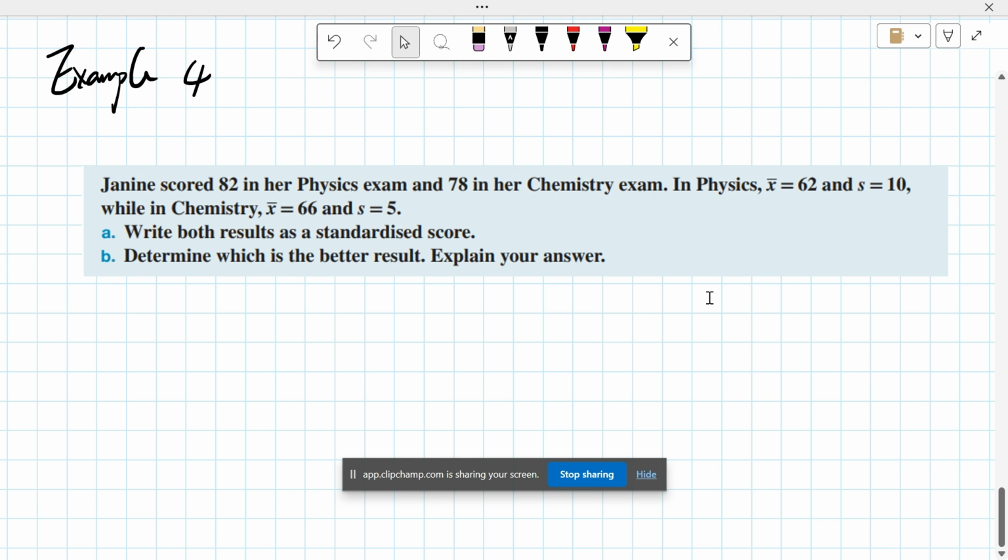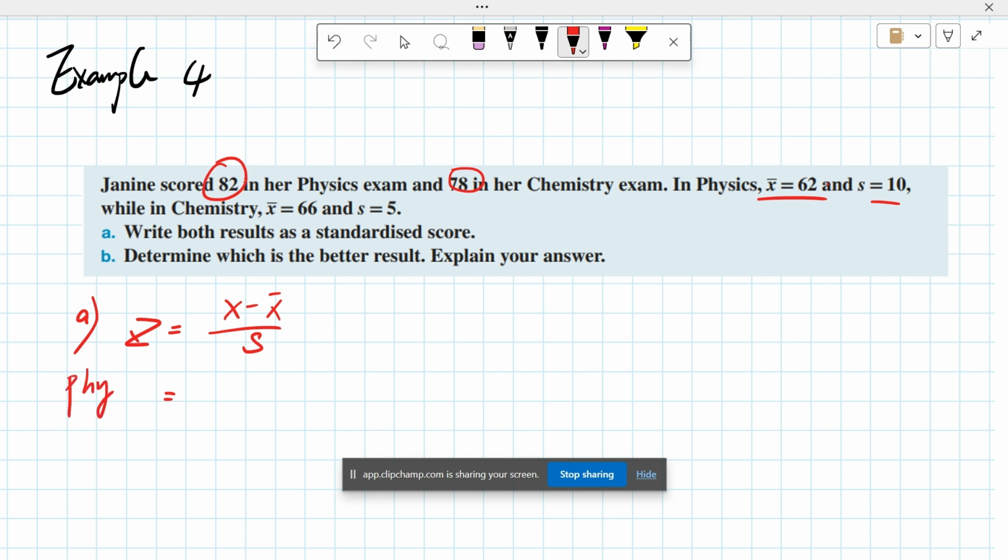So the score is 82 in the physics exam and 78 in the chemistry exam. In physics the mean will be 62. Let's find out the z-score. Z-score equals the score minus the mean, divided by the standard deviation. For physics, it will be 82 minus 62 divided by 10, which equals 2. So the z-score is 2.